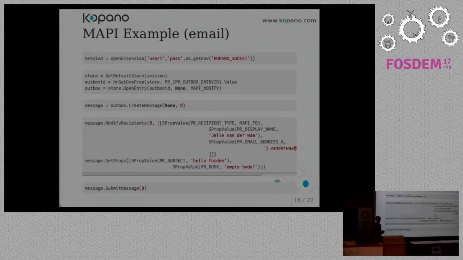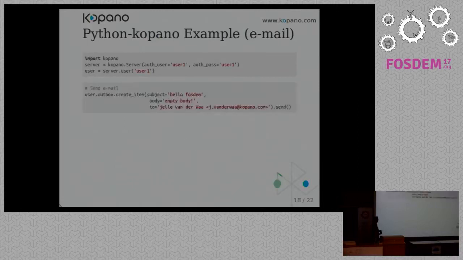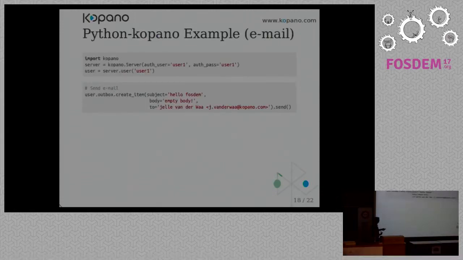And what that does, it just sets a special flag on the message, and then our spooler picks it up and sends it out over the wire. If you want to do this in Python Kopano, it's far easier. So you connect to the server, again with your username and your password. You select the user you're logged into. You create the item with the subject and body and the receiver. And you send it here. And you're done.